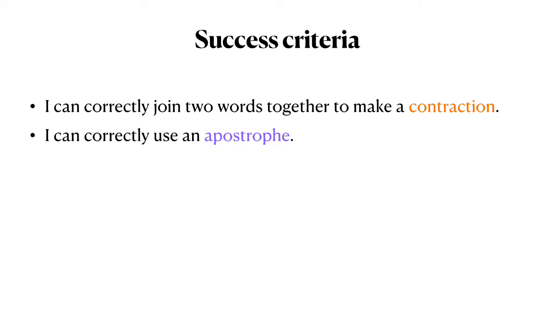Let's take a look at our success criteria again. I hope that you can say the following things. I can correctly join two words together to make a contraction, and I can correctly use an apostrophe. So we're going to practice today writing contractions using the word not.